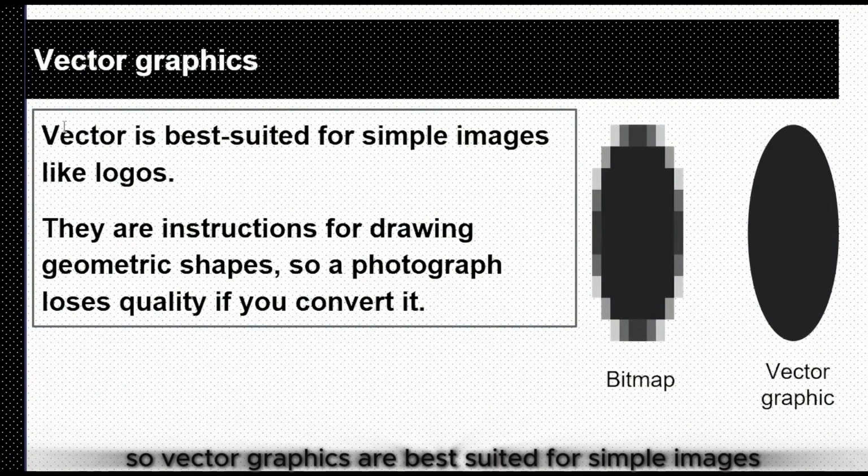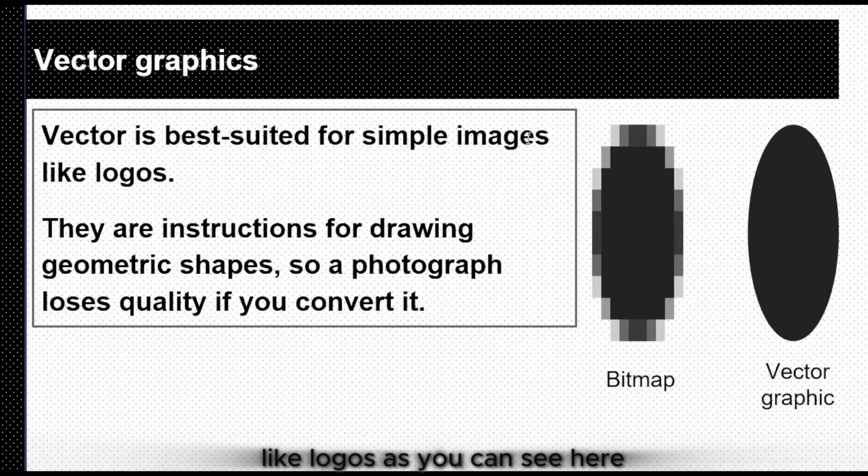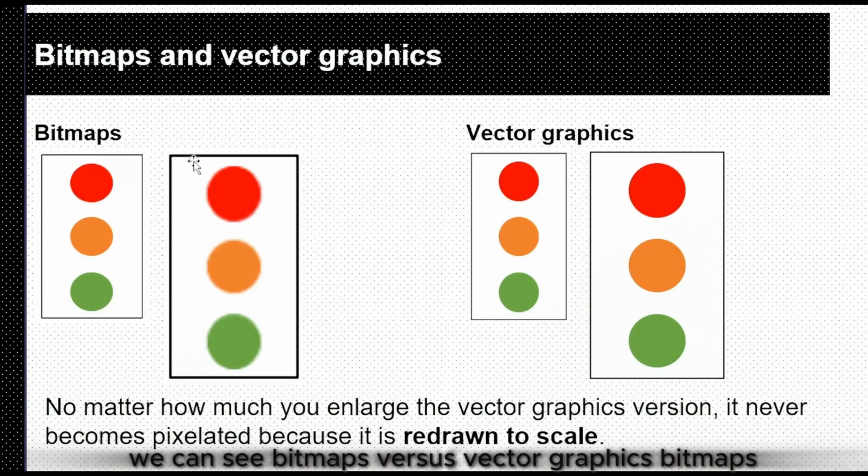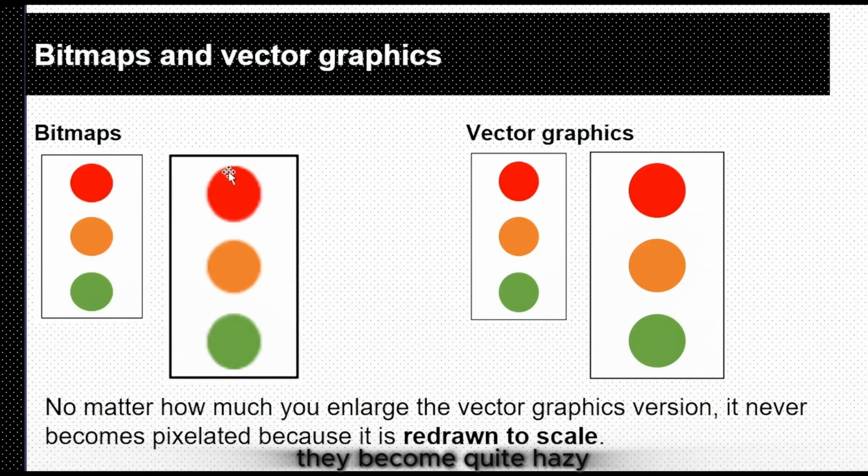So vector graphics are best suited for simple images like logos. As you can see here, the bitmap graphic, if we see the picture, has become quite pixelated. The vector graphic retains its shape. Another example we can see, bitmaps versus vector graphics. Bitmaps, if we enlarge these little tiny circles, become quite hazy and distorted, but the vectors retain their shape.